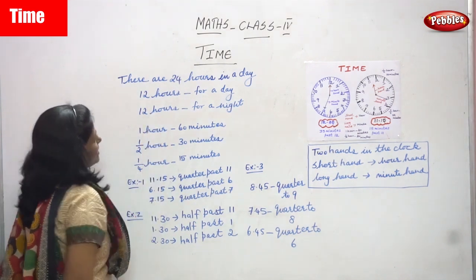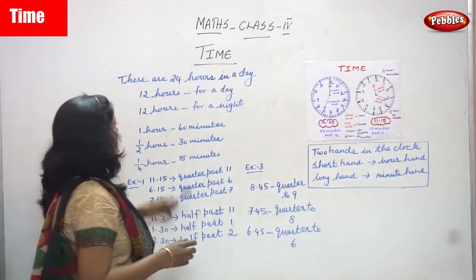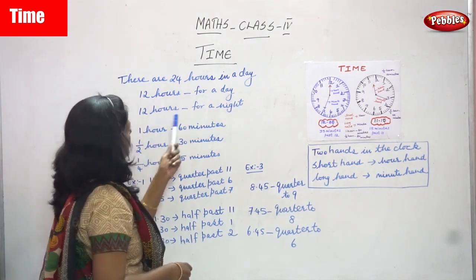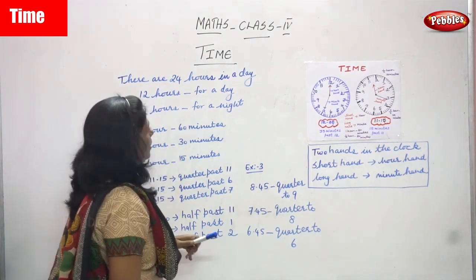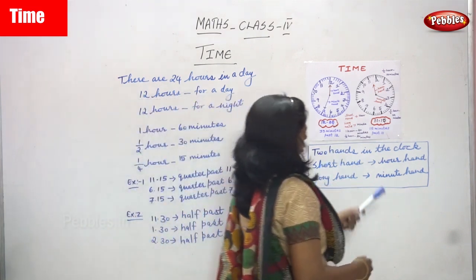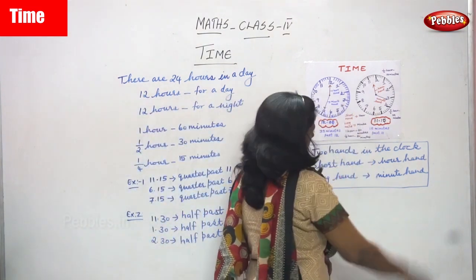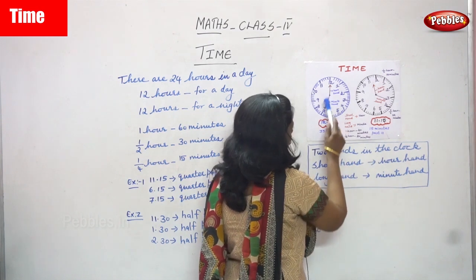So this is some basic information I am given. There are 24 hours in a day. So 12 hours for a day and 12 hours for a night. And there are 2 hands in the clock. This is a clock and this is one more clock. In the clock we have seen 2 hands.